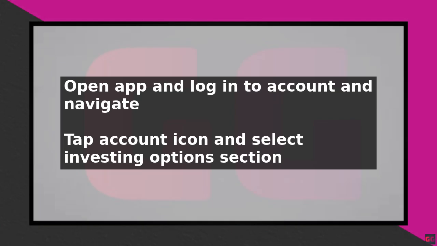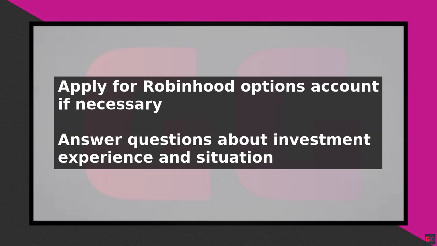To enable 0DTE options, go to the Options section and tap on the Trade button. Select the stock or ETF you want to trade options on. Then tap on the Options chain. Look for the 0DTE options at the top of the options chain. If you do not see them, you may need to tap on the Filter button and select the 0DTE option.